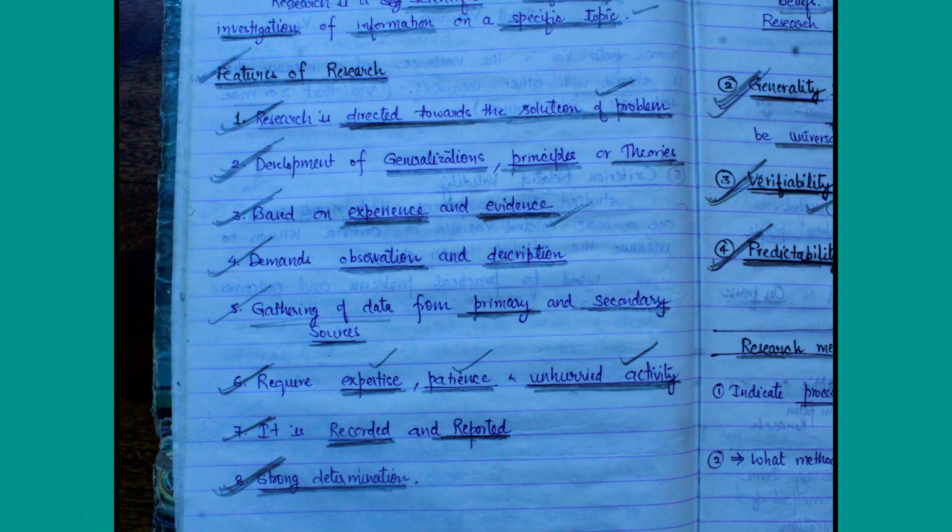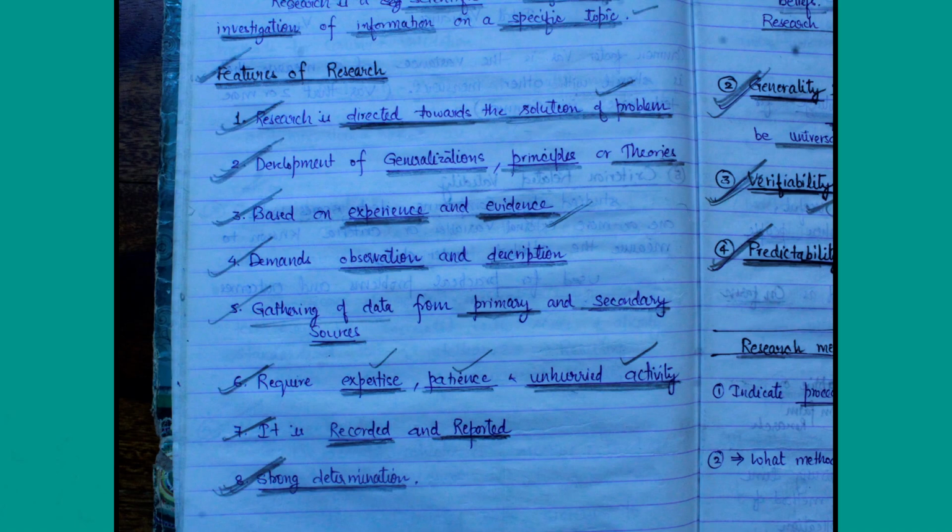Now what are the important features of research? The first feature: research is directed towards the solution of a problem. The aim of research is to solve that problem. Suppose as an extension scientist, I have seen a certain problem in a village. I will document that problem, and then I will do research so that the problem is solved. The aim of research is to solve the problem by developing certain theories so that they can be harnessed to solve that problem.